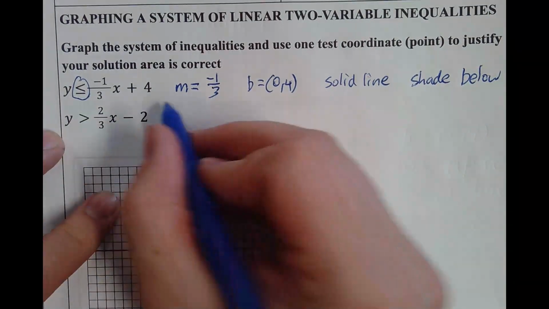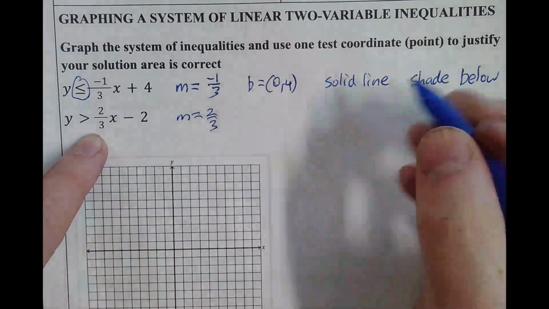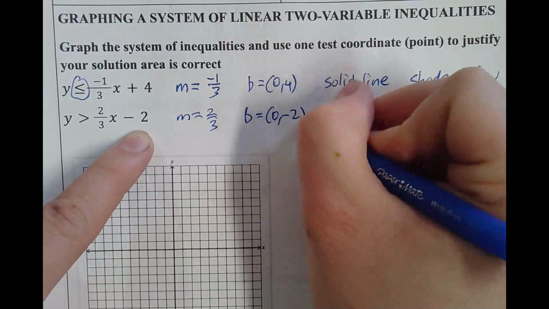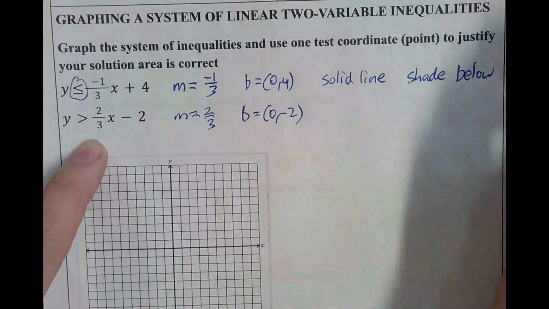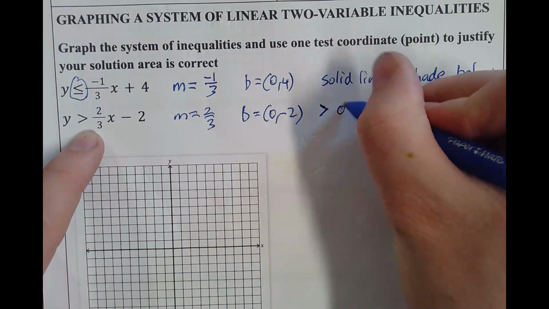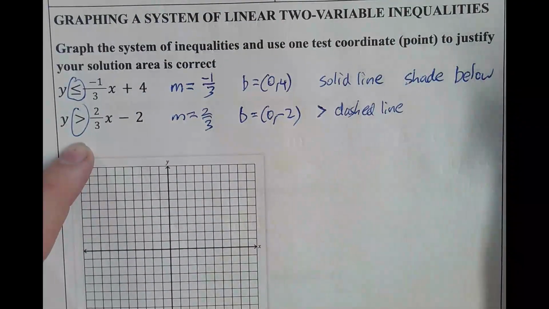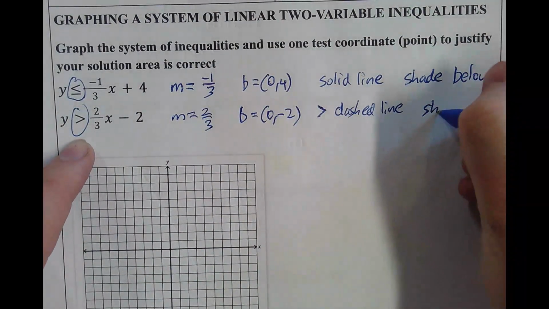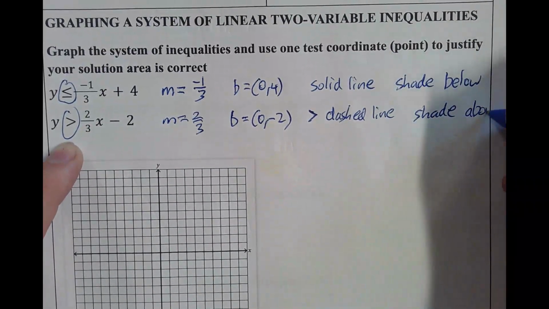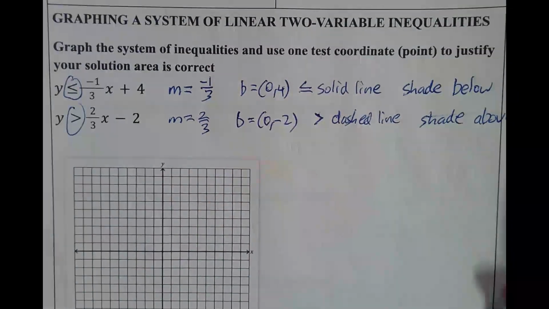Okay. For this one, let's write the notes for this one as well. The slope is 2/3. The y-intercept is negative 2. Since it's this symbol, we know it's going to be a dashed line. And we have to shade where? Greater. Greater means above. Okay? So that symbol tells us everything that we need.